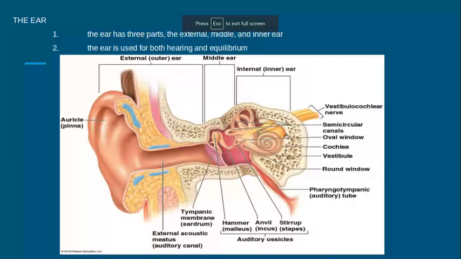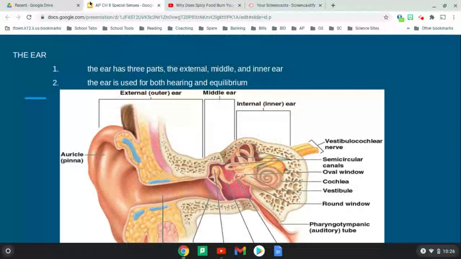And then this next picture is our ear diagram, and I'll post this on Google Classroom so you can pull it up whenever you need to help you fill out your chart. And I'll probably do a different recording on the ears, so I will end this one here.